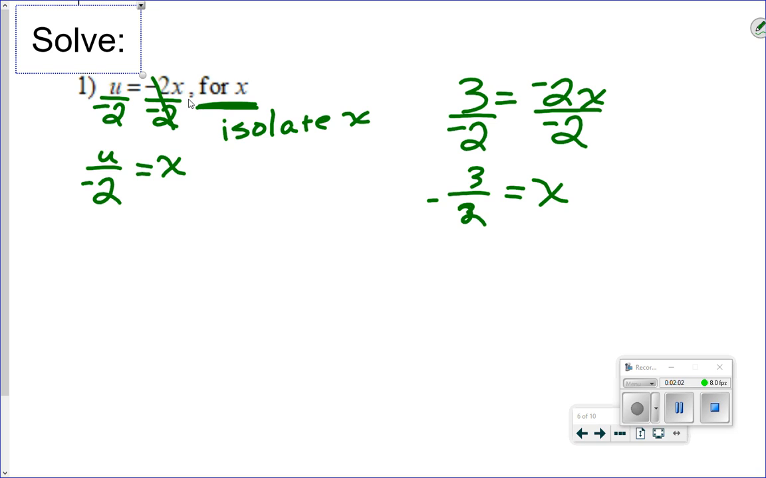So you're going to be leaving your answers like this with variables. You're just isolating the variable that they're asking you to isolate. So your answer is x equals u over negative 2. Okay, let's move on to another problem.